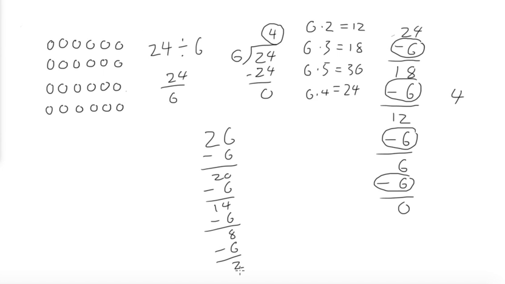But you can't minus 6. You can't do another minus 6, or you get a negative number. So you count those up again. And you have 1, 2, 3, 4 groups of 6, and then you have a remainder of 2.